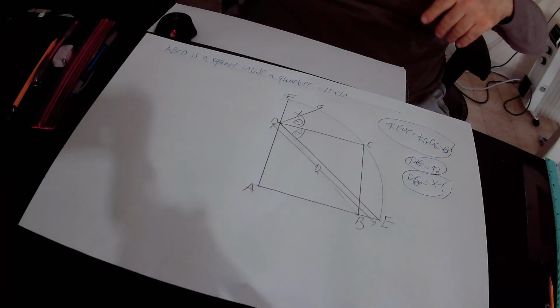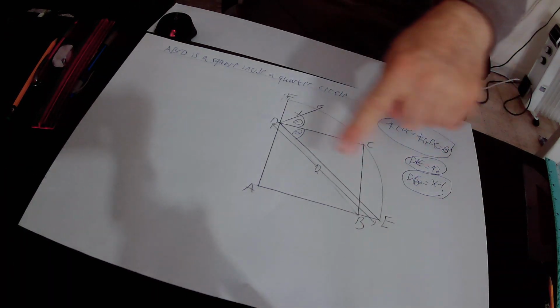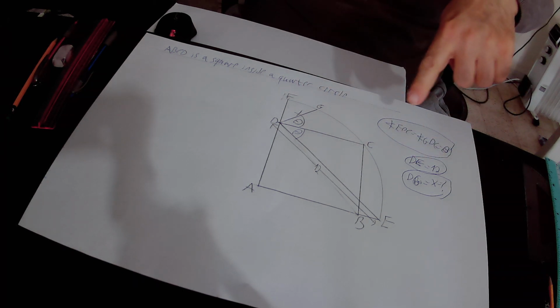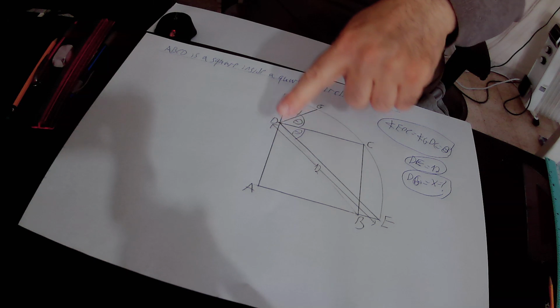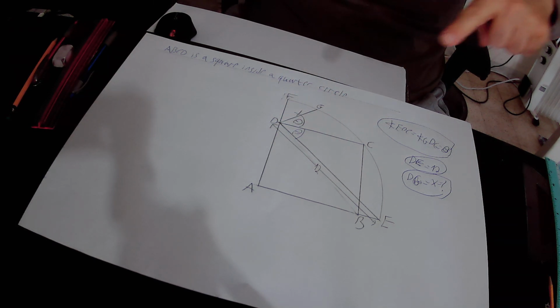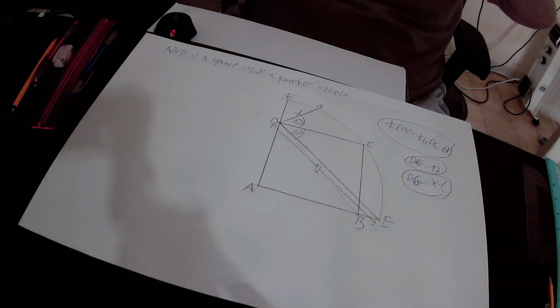Now, in this lecture, we find out the value of x. In the drawing, we have a quarter circle. Inside this quarter circle, we have this square ABCD. And we also know that line segment DE equals 12 units in its length.